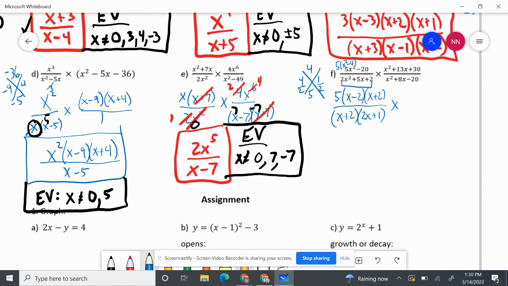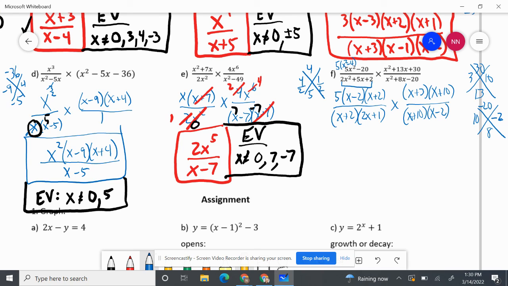Then for the second one, two numbers that multiply together give us 30 and add up to 13. That would be 3 and 10. So that would be x plus 3 and x plus 10. Two numbers that multiply together give us negative 20 and add up to 8. That would be 10 and negative 2. So we have x plus 10 and x minus 2.